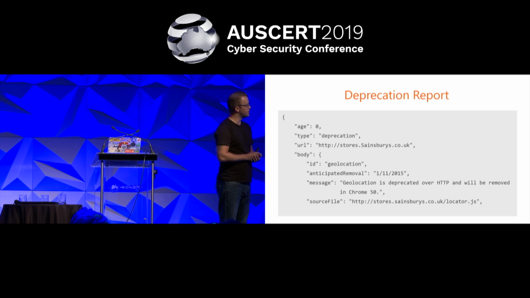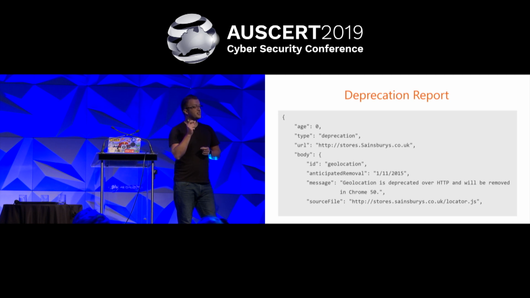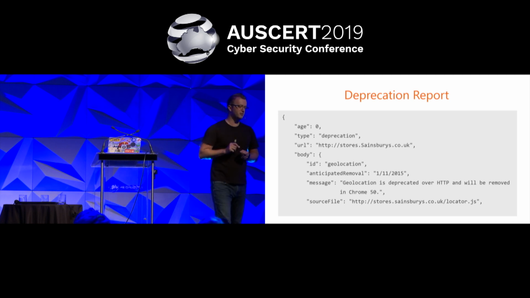Okay, we're failing on geolocation. The anticipated removal date of the feature within the browser. A basic little message: geolocation is deprecated over HTTP and will be removed in Chrome 50. The great thing about this is that as soon as the browser vendor has decided they're going to deprecate something, you will start getting the reports.